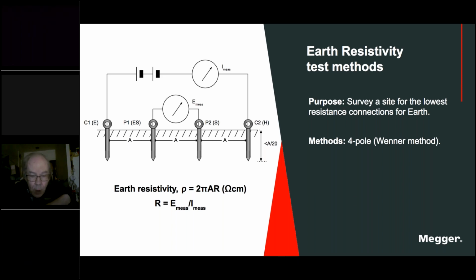So that's rho equals 2 pi AR. R is the resistance reading that you got off of your tester, and A is the spacing of the probes, and the measurement is made to a depth that's equivalent to the spacing of those two potential probes. So if they're 10 feet apart, then you're looking 10 feet down. And then 2 pi, of course, is just mathematical terms, and you calculate out your resistivity.